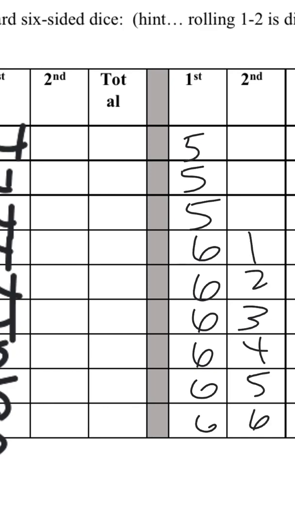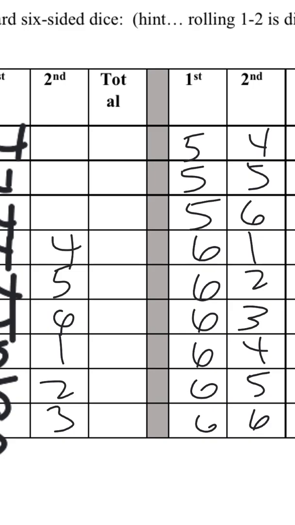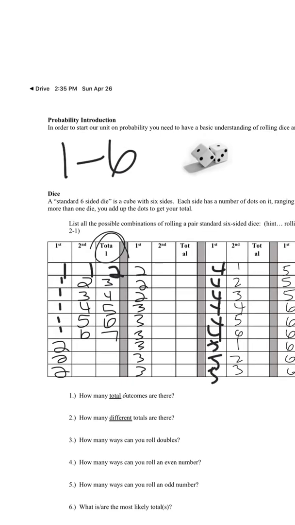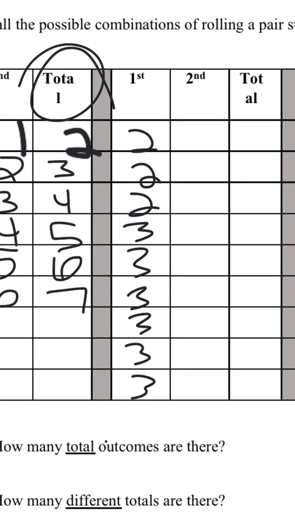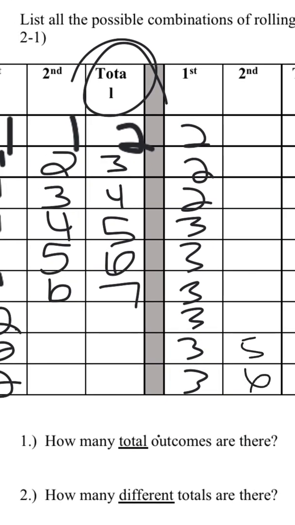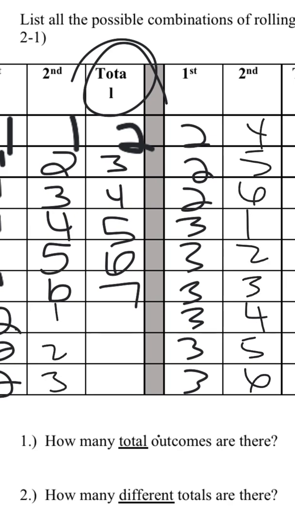This is the easiest way to find all the combinations. 5, 6, 5, 4, 3, 2, 1. 4, 6, 4, 5, 4, 4, 4, 3, 4, 2, 4, 1. 3, 6, 5, 4, 3, 2, 1. 6, 5, 4, 3, 2, 1.